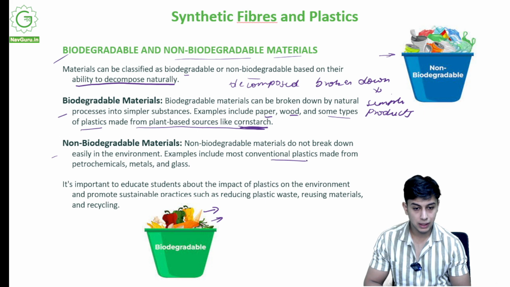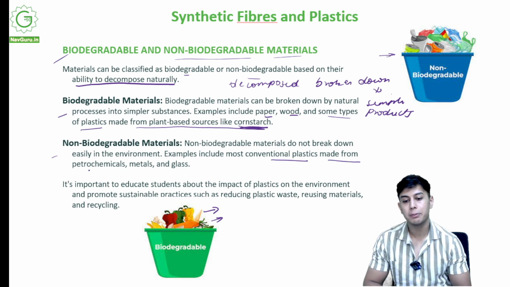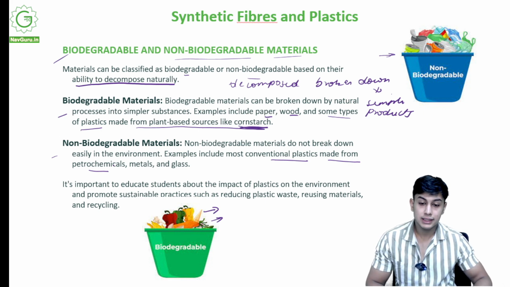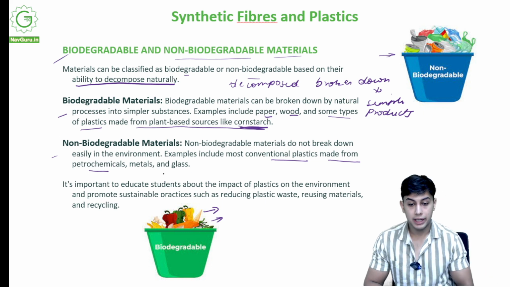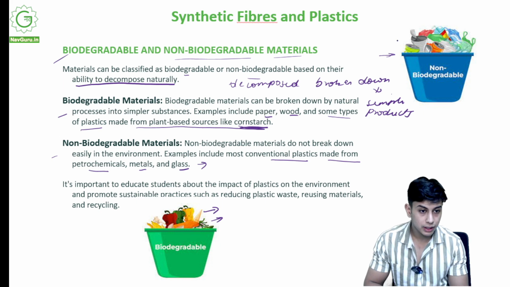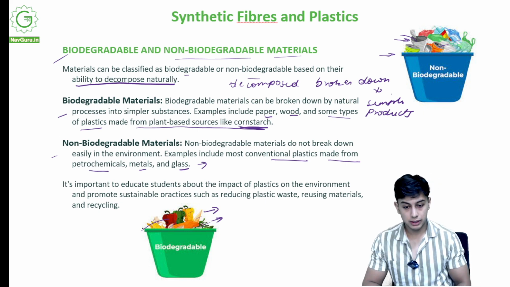Examples include conventional plastics made from petrochemicals. What are petrochemicals? Chemicals that are derived from petrol. Plastics derived from petrol, metals and glass are generally non-biodegradable. Throw glass today, after a few years it will be the same glass. Metals as well. See over here, tin cans, polythene, cans and all. These are non-biodegradable. And biodegradable, see over here: fruits, vegetables, leftovers, paper, wood. Sorry, these are all biodegradable.